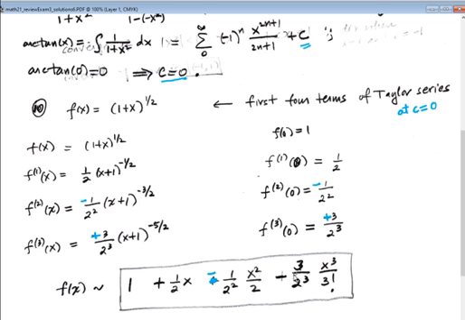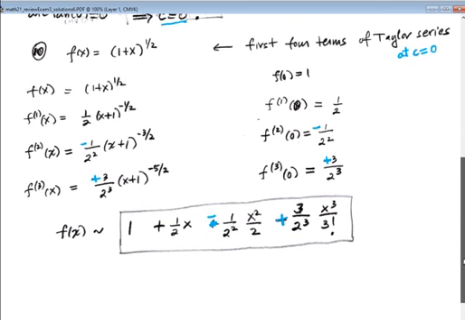1 over 2 squared, and here we have positive 3 over 2 cubed. Here we have x squared over 2, and here we have x cubed over 3 factorial. So that's the first 4 terms, 1, 2, 3, 4, of the Taylor polynomial.